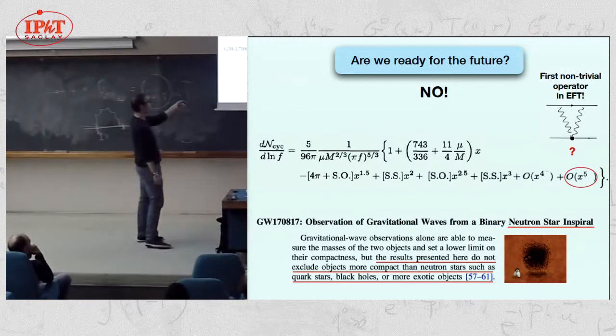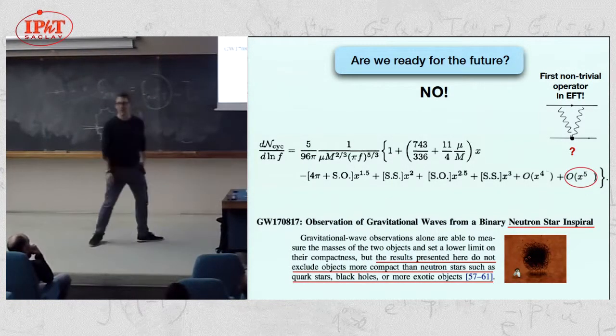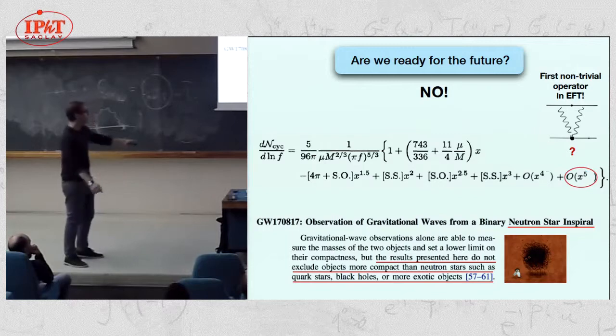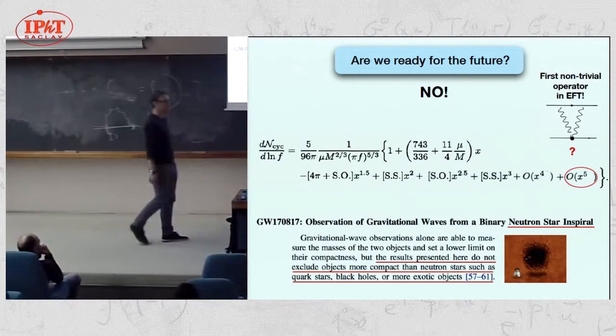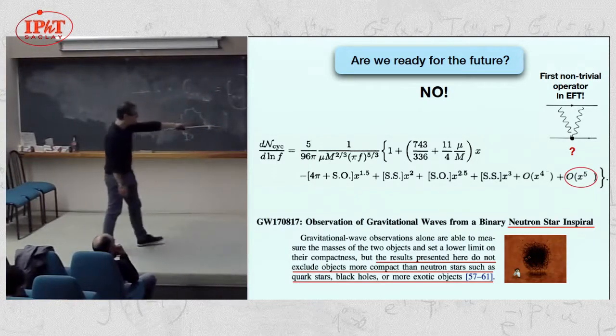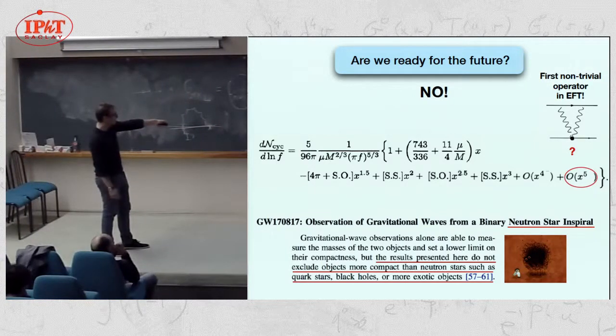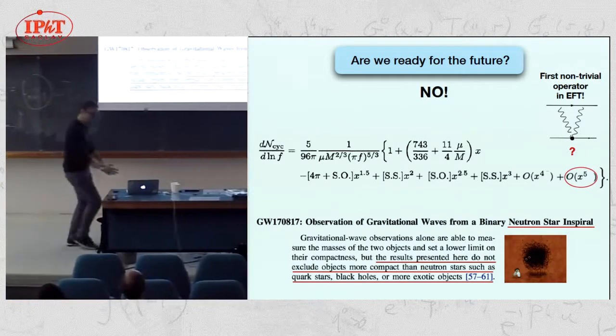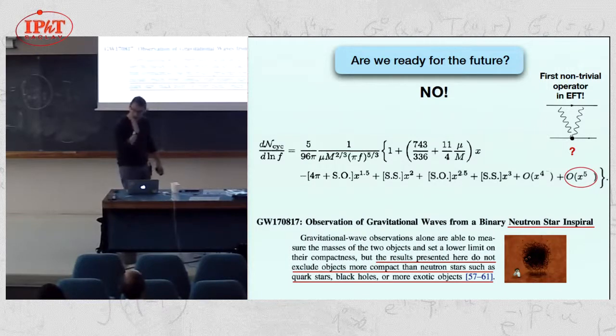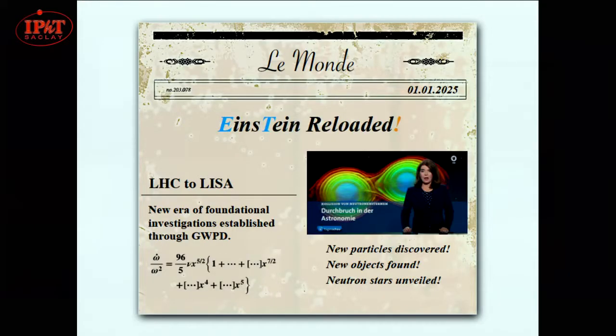And just to emphasize this, if you go to the binary neutron star inspiral detection paper, which by the way says inspiral in the title, you just saw the inspiral, so all the information will come from the inspiral. They say explicitly, the results presented here do not exclude objects more compact than neutron stars, such as quark stars, black holes, and exotic objects. Because from the gravitational observation alone, we don't yet have the control to really tell the waveforms very well. Okay, thank you very much.